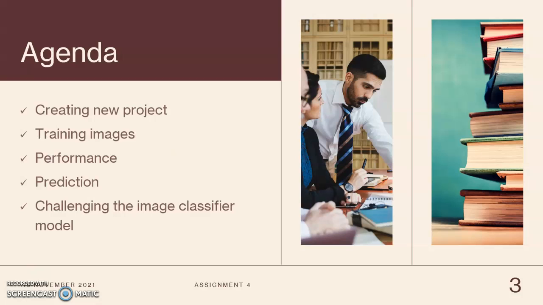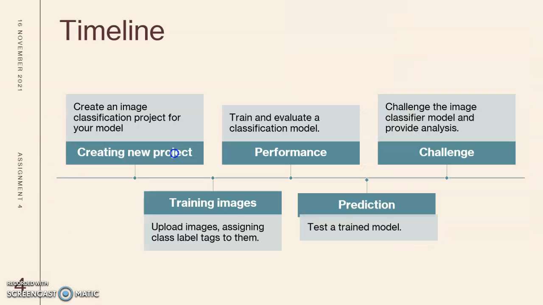Today's agenda is we will be creating a new project. We will be training the images. We will be checking on the performance of the image classifier, and then we will be predicting, and then we will be challenging the image classifier model. So this is our timeline. First, creating a new project, then training the images, then the performance, then the prediction, and then the challenge.